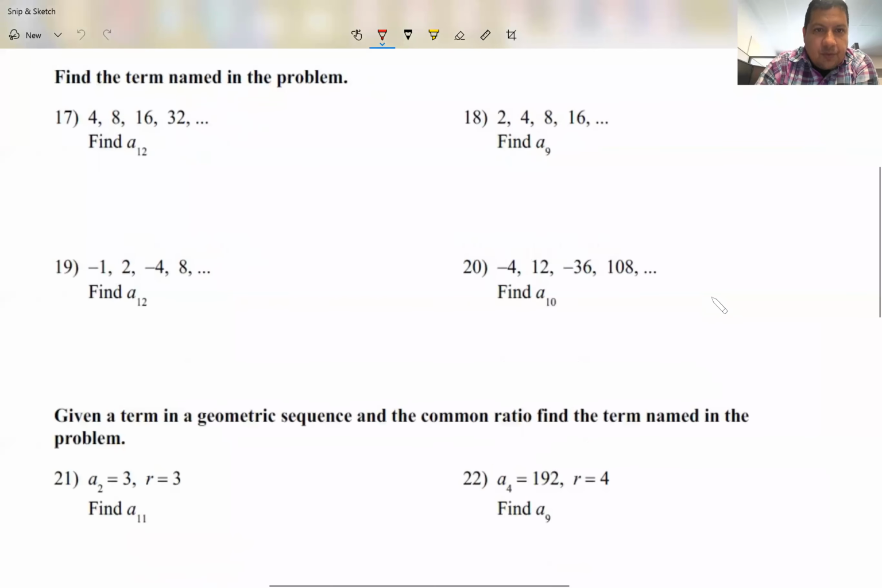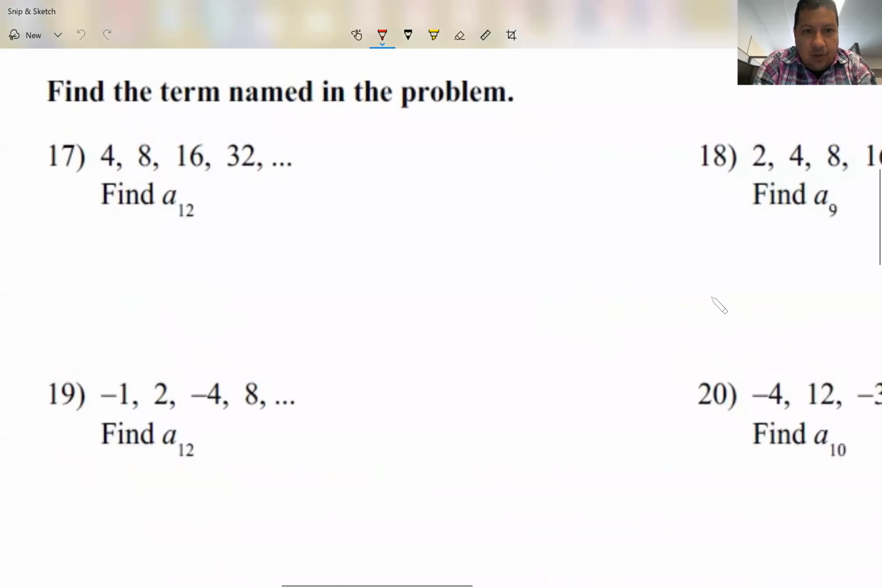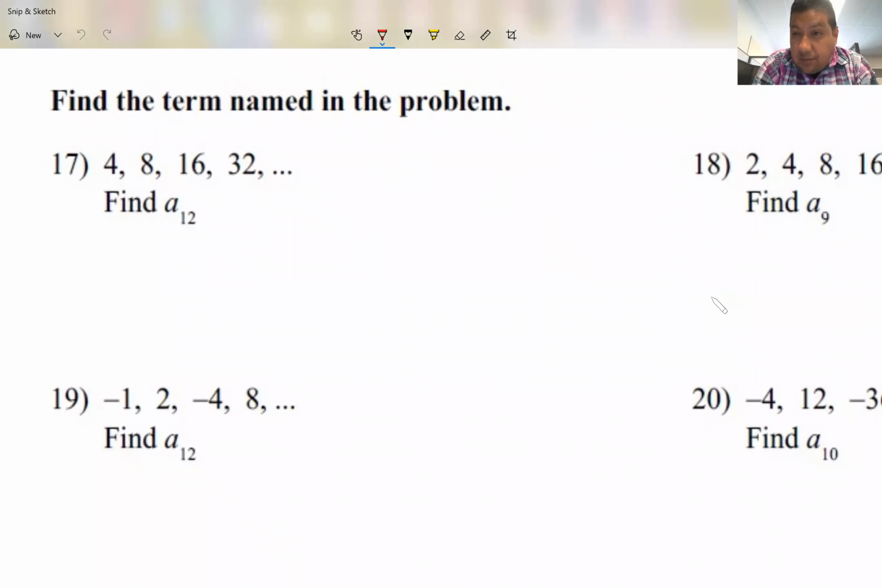So here we're still looking at exponential equations. We're still looking at terms as a list, but we're going to move on to a little bit harder topic now. I'll give you a list: 4, 8, 12, 16, 32, and then it continues on and on. But I'm asking to find a 12. What that means is find the 12th number on the list.